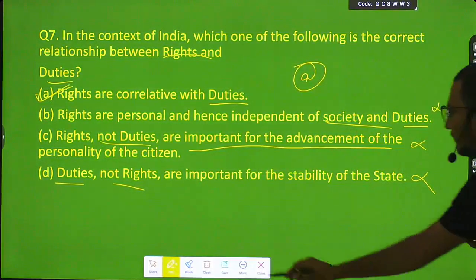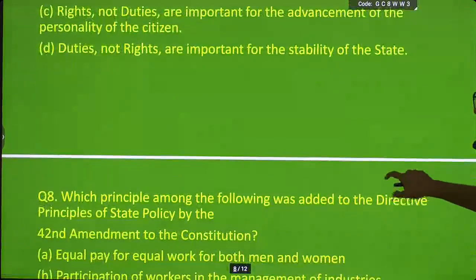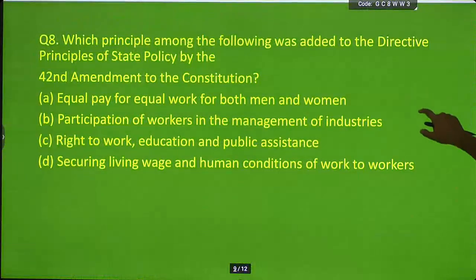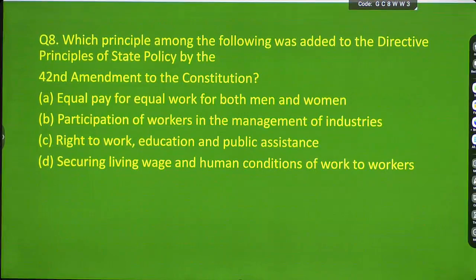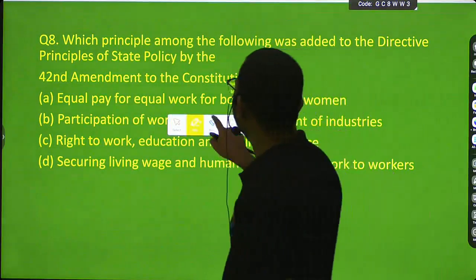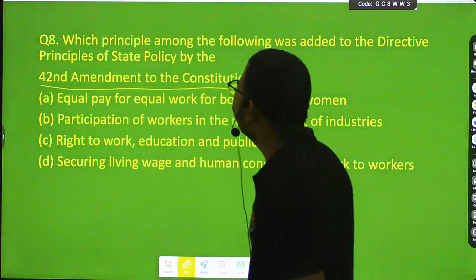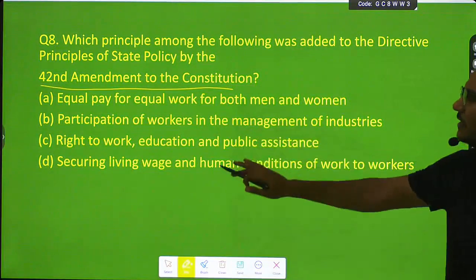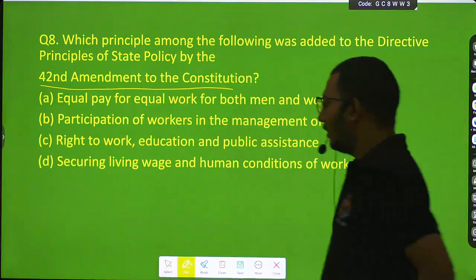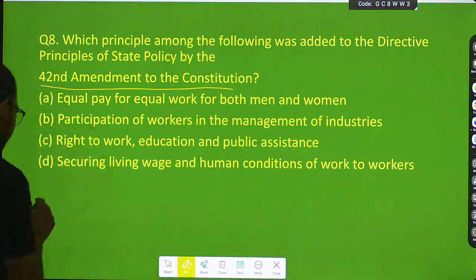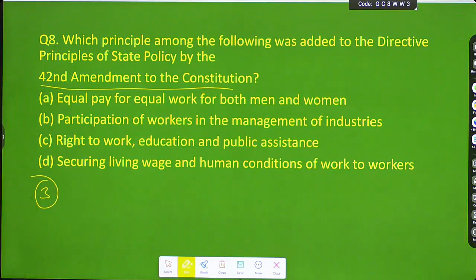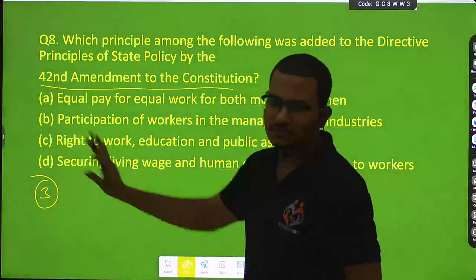The next question will be: which principle among the following was added to the directive principles by the 42nd Constitutional Amendment Act? Through the 42nd Constitutional Amendment Act, which of the following is added? See, this question recently came in remaining exams as well. Through the 42nd Constitutional Amendment Act, we have added three things to the DPSPs.